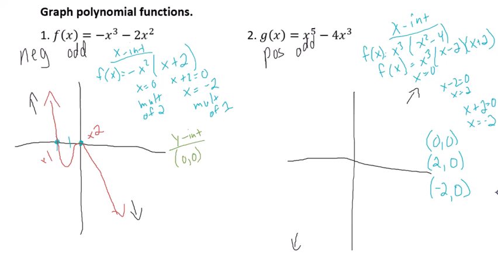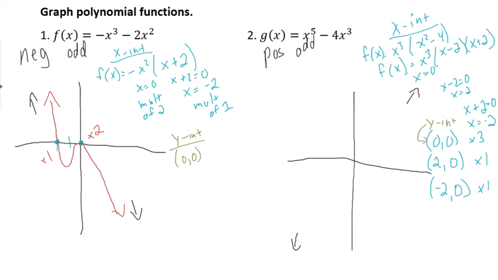This 0, 0 occurred 3 times because of the x to the third, so this has a multiplicity of 3. And both 2 and negative 2 have multiplicities of 1. One thing to note: because 0, 0 is an x-intercept, we also know that that will be our y-intercept as well.